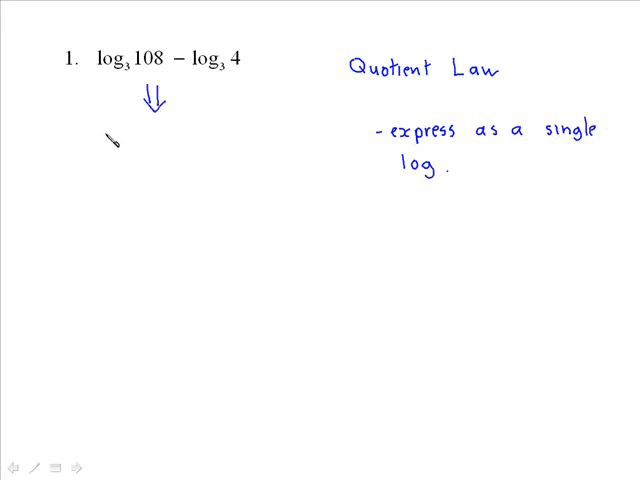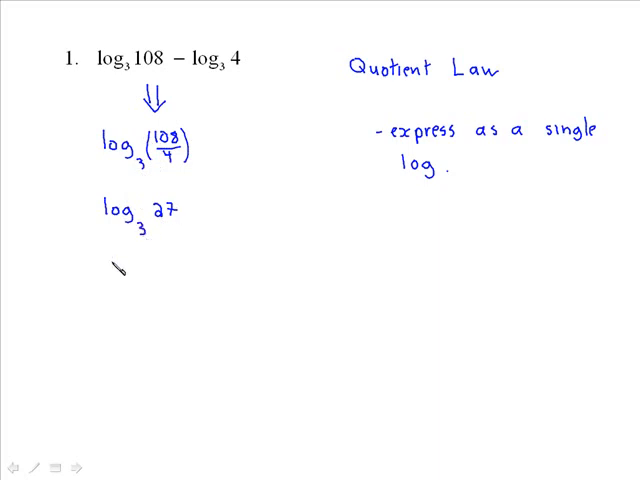So we are subtracting, and that will turn into 108 divided by 4 base 3. And 108 divided by 4, amazingly, is 27.